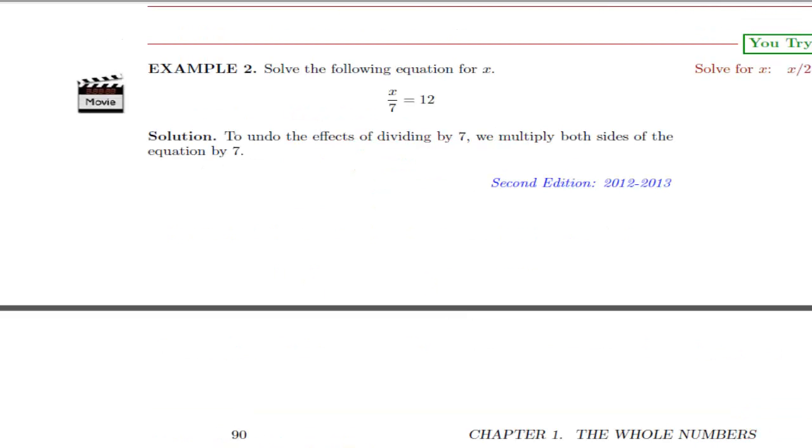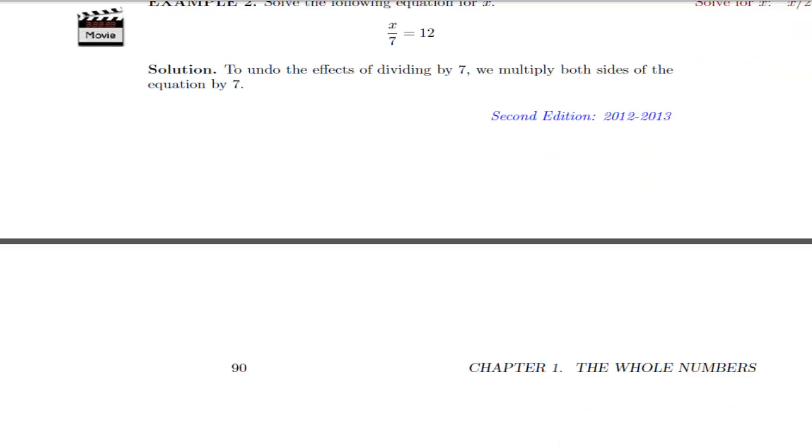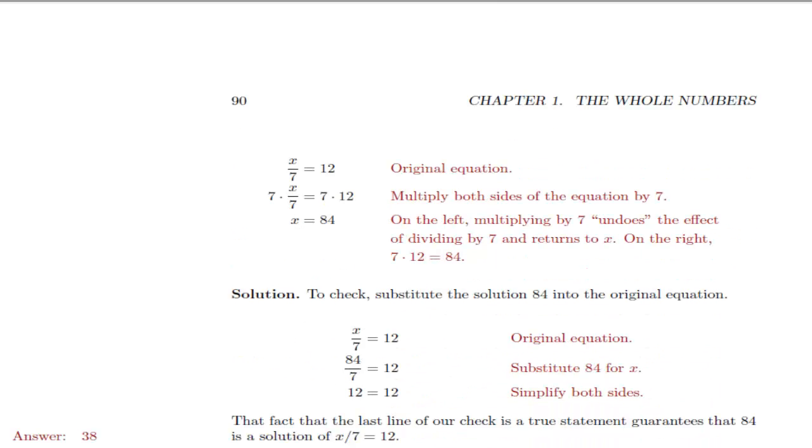Example 2. Solve the following equation for x. X divided by 7 equals 12. Solution. To undo the effects of dividing by 7, multiply both sides of the equation by 7. So take the original equation, multiply both sides by 7. Then, on the left, multiplying by 7 undoes the effect of dividing by 7 and returns us with x. And on the right, 7 times 12 equals 84.